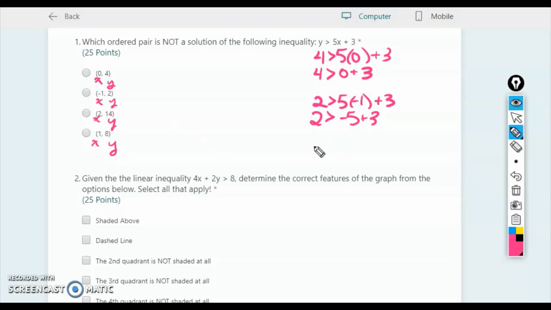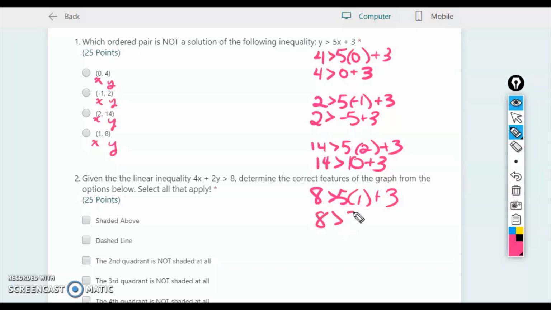For the third one, I want to know if 14 is greater than 5 times 2 plus 3. So is 14 greater than 10 plus 3? And then the last one, my y value is 8. So I want to know if 8 is greater than 5 times 1 plus 3. So is 8 greater than 5 plus 3? And notice none of these have or equal to, so the left-hand side needs to be higher in value than the right-hand side. And you're looking for the one that is not a solution.